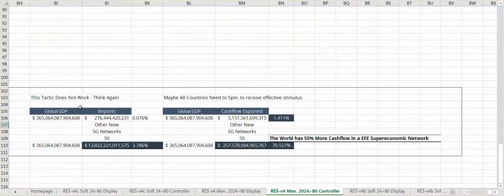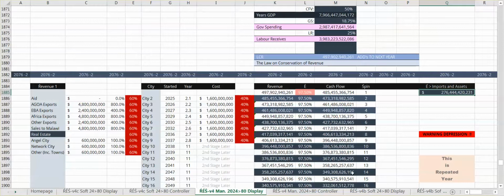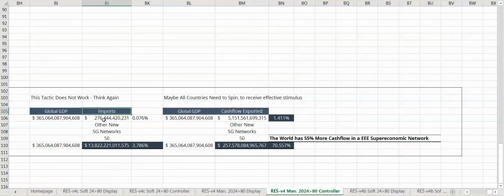And I'm just going to go to the right and see this here. This is the global GDP, 365 billion. And this is the imports that we just saw here. This amount, which is shedding from Malawi's reserves, so to speak. And if we imagine that there's another 50 such networks, in fact, if we say there's actually another 100 such networks, but all of them are only doing half as well as Malawi, then we get this figure here, which was very, very disappointing. 13, I guess that's trillion. Yep, that would be.